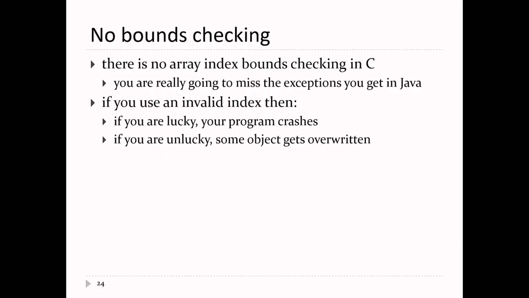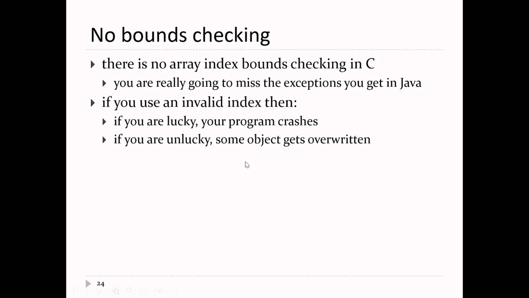There's no array index bounds checking in C, which I've explained already. So when you're writing programs that involve arrays, you're really going to miss the exceptions that you get in Java, because Java and Python both check the indexing for you. If you use an invalid index, then if you're lucky, your program crashes. We saw an example of a program that did crash. If you're unlucky, your program does not crash. Something gets overwritten, and your program keeps on going along its merry way. So there's no guarantee that the program crashes. It may run forever, and you may not know that there ever was a problem.